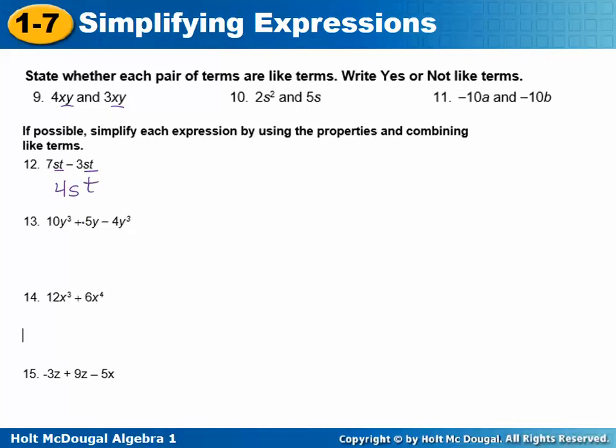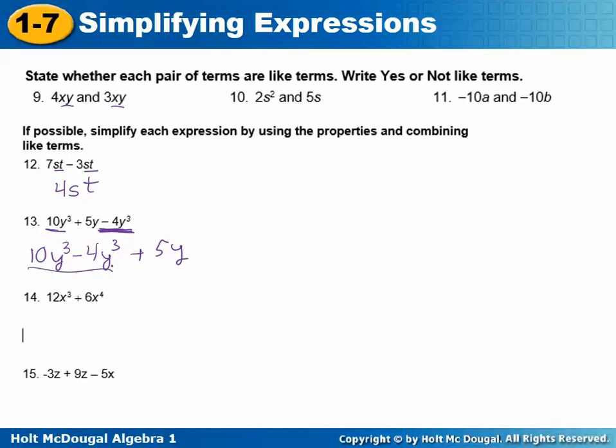In 13, we have y cubed, and then a y, and then another y cubed. These two are like terms, but not this one. Note that the minus sign in front of this term goes with that term. So when I'm combining my like terms, I have 10y cubed minus 4y cubed, and then I'll just write the plus 5y. These are the two that go together.